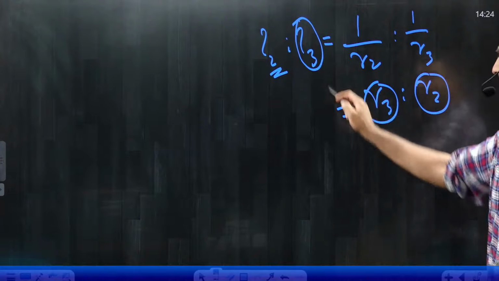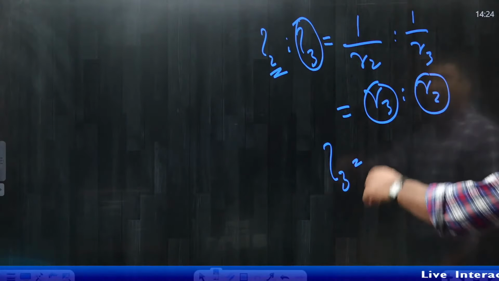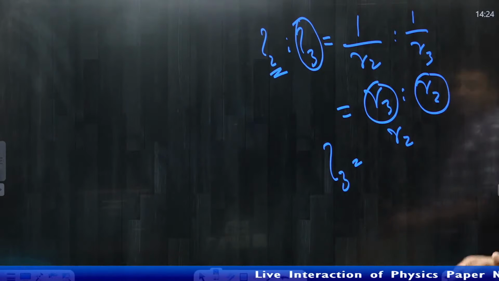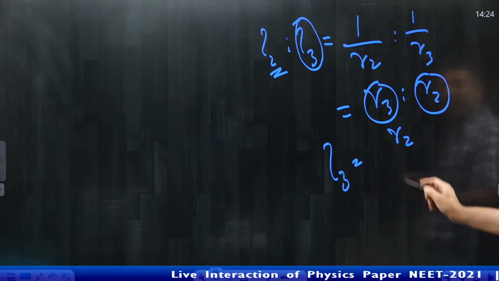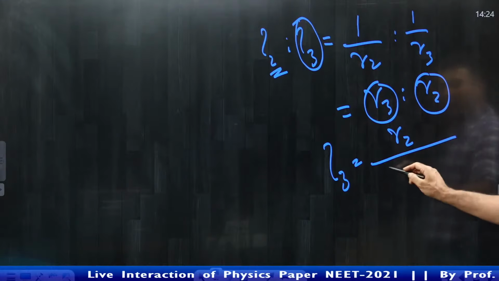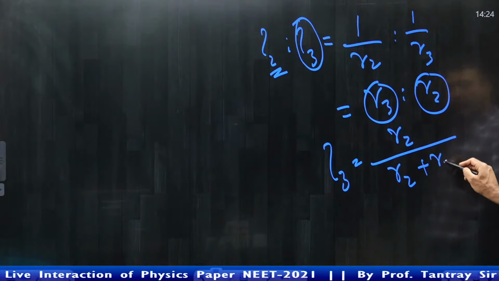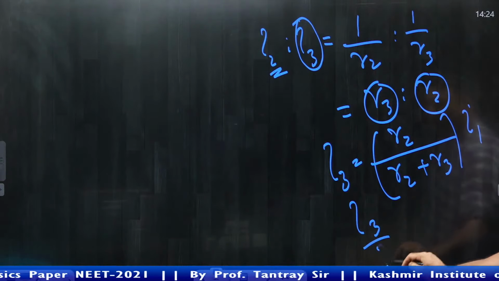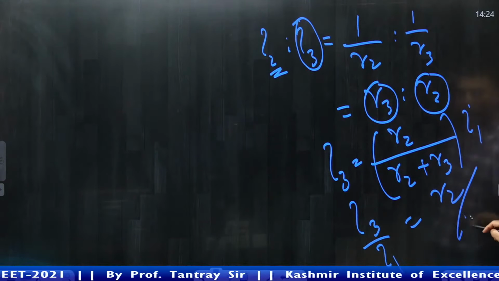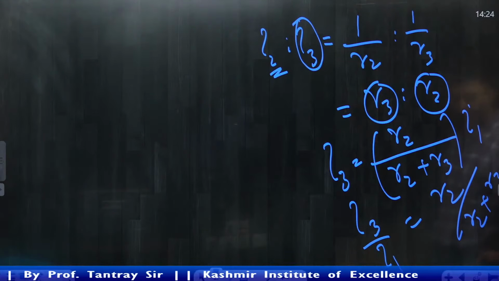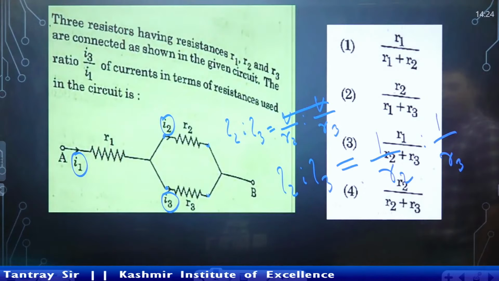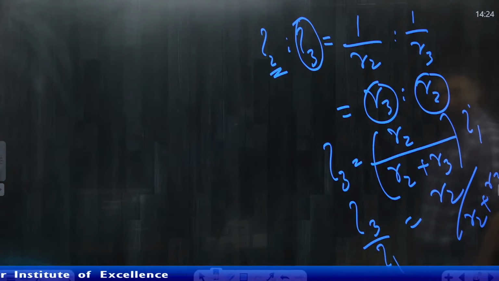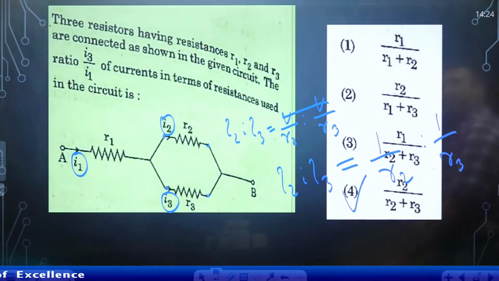So what is I3? I3 is this R2, the resistor which it depends on, divided by the sum of the two resistors, into input current, that is I1. So I3 by I1 is equal to R2 by R2 plus R3. Answer: R2 by R2 plus R3. This is the answer.